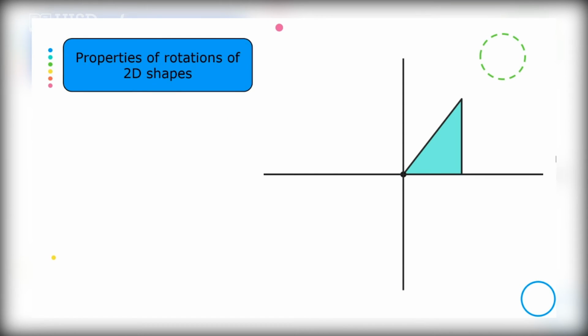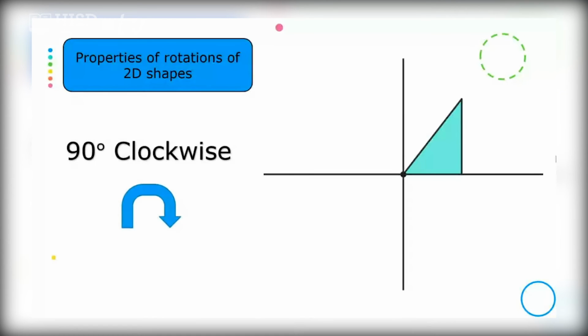In order for us to start, we're gonna review the three types of rotations that we're gonna see today. The first one is a 90-degree clockwise rotation. And a 90-degree means that it's only going to move one quadrant, and it's gonna go with the movement of the clock. So that means that my new image is going to be on quadrant number 4.